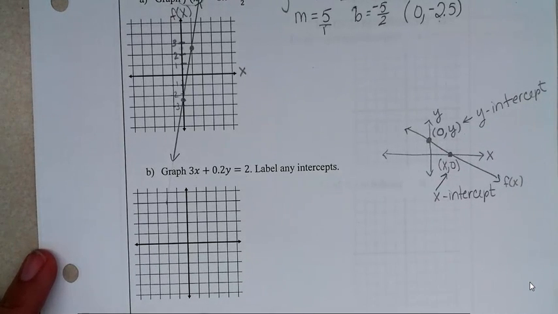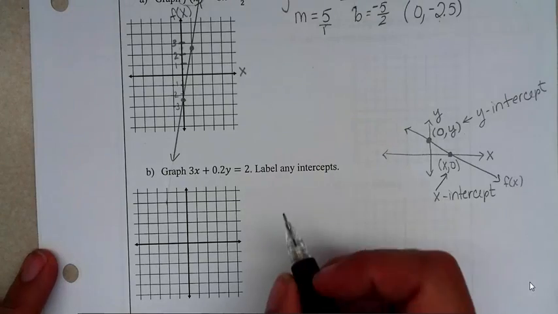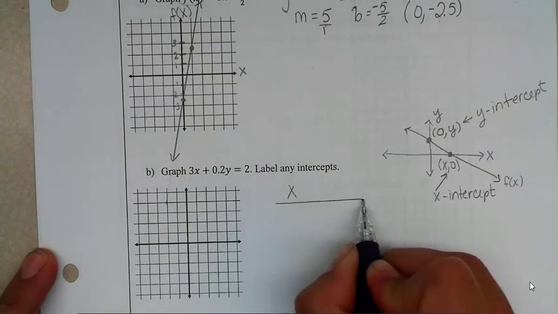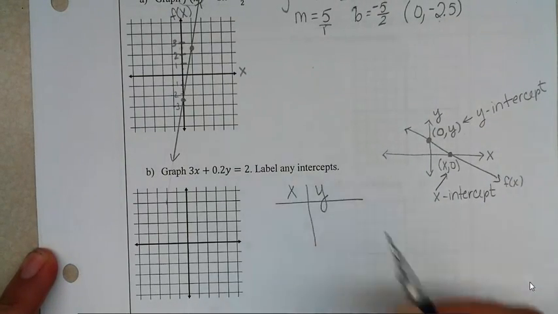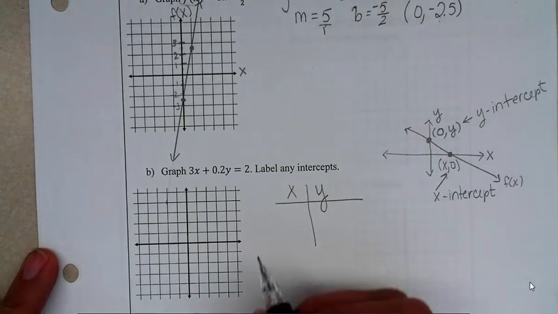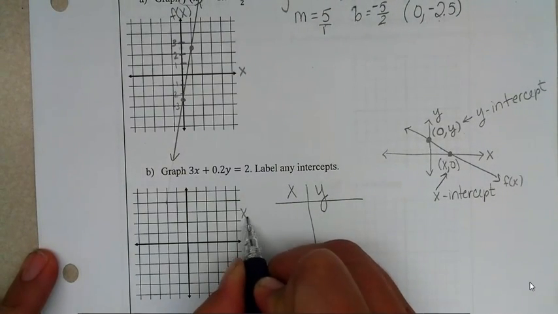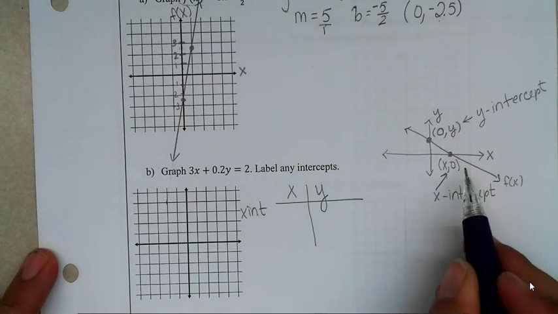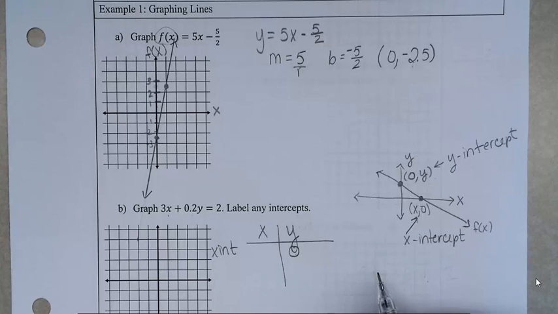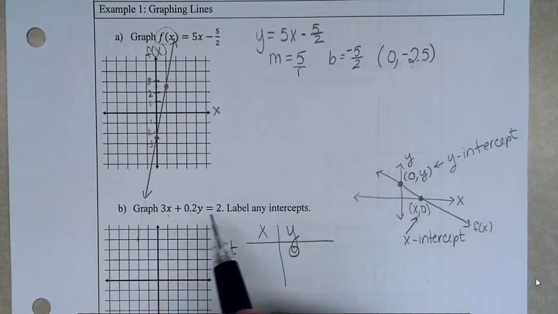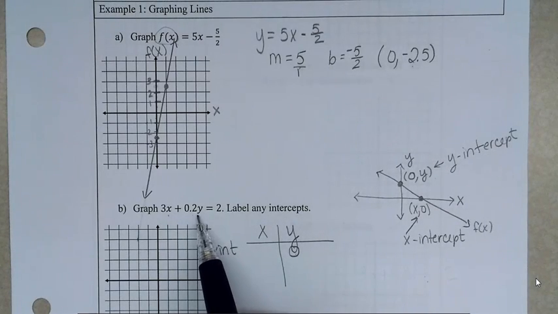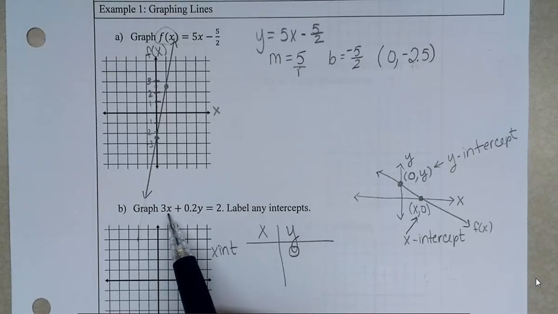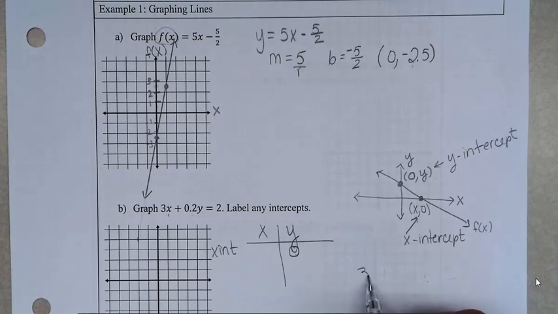So when I graph using my intercepts, it's really easy to just make an input-output table. And I can say, well, when I want to find my x-intercept, what's going to be 0? So for my x-intercept, I know that y is 0. Which means I can take my equation, I'll plug 0 in for y, I'll figure out what x is, and that's going to be my x-intercept. So let me go ahead and do that.